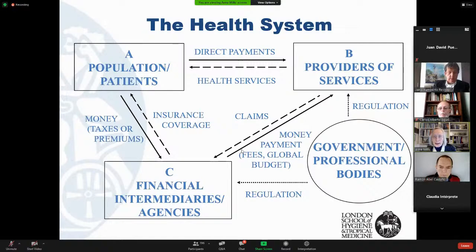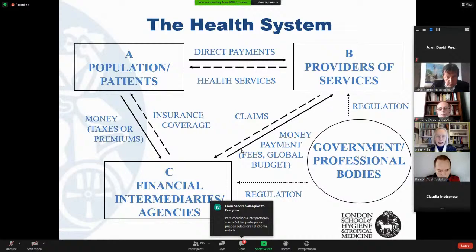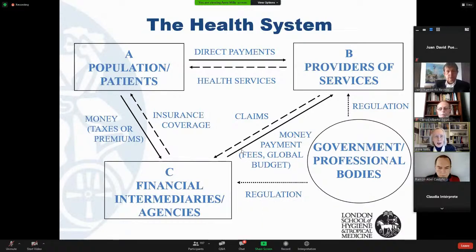The detail of this diagram shows the flows of services and money between them, whether that's direct or indirect payments to the providers of services in return for the services that people receive. And it also shows the regulatory role of the government and professional bodies. I think this does have a somewhat economic dimension to it because it focuses on the flows of services and payments, but I think this is helpful.